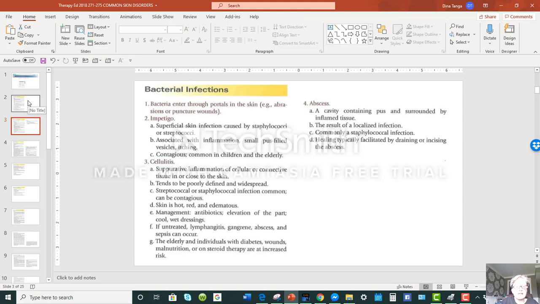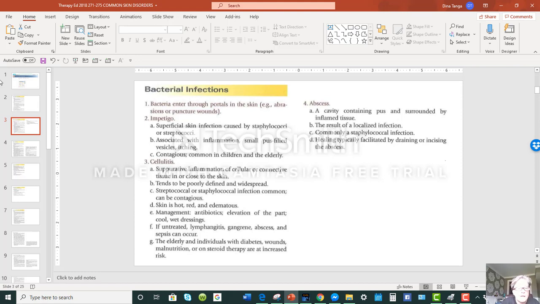Bacterial infections. Bacteria enters through portals in the skin, abrasions, or puncture wounds. Impetigo. Superficial skin infection caused by staph or strep, associated with inflammation, small pus-filled vesicles, and itching. It is contagious, common with children and the elderly.